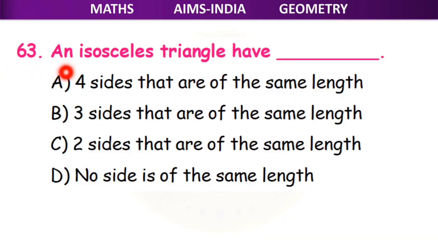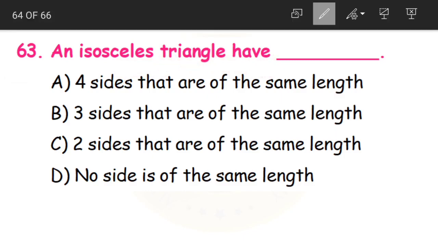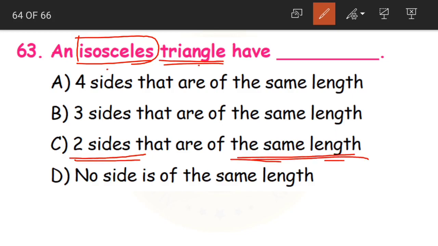Coming to question 63. An isosceles triangle has a dash. This is a new word again. We have learnt about triangles, but we have not discussed the types of triangles. But for now you understand that isosceles triangle is a type of triangle. It is a triangle in which two sides are of the same length.